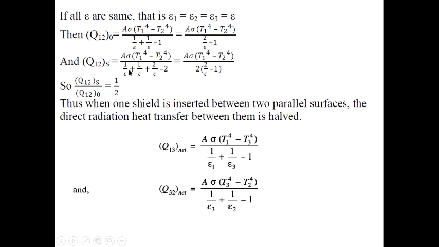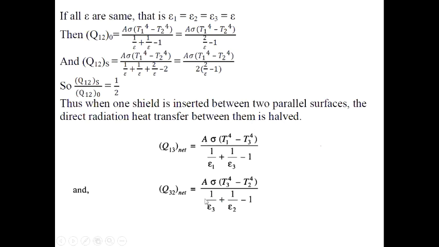Now if we apply the shield, it will become 2 into 20. So you see, if we divide it, it will be half. That means when one shield is inserted between two parallel surfaces, the direct radiation heat transfer between them is half. Okay. So Q13 net we can write the same way, 1 to 3 and 3 to 2.